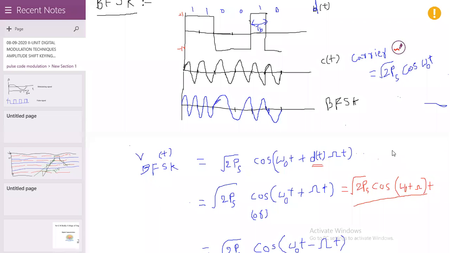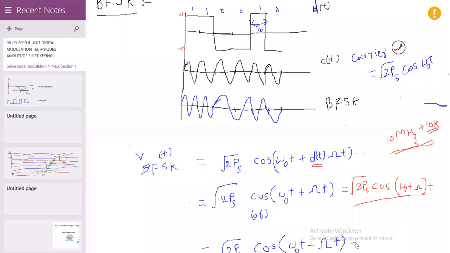Let us assume omega naught is 2 pi f naught, and f naught is some 10 megahertz. The carrier frequency is 10 megahertz. If 1 is present, it is 10 megahertz plus some 10 kilohertz. So omega indicates 10 kilohertz. That means this frequency is increased when 1 is there, when data is present.